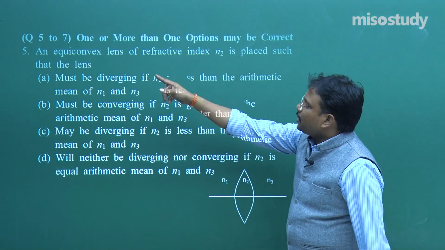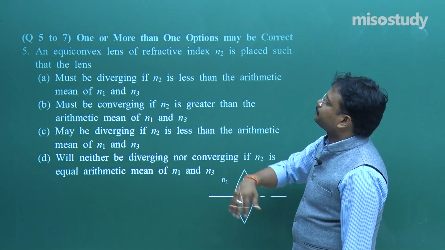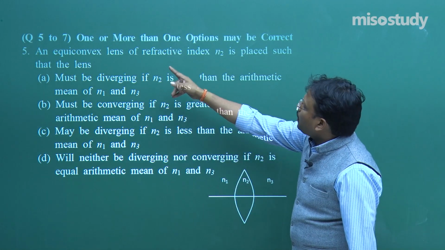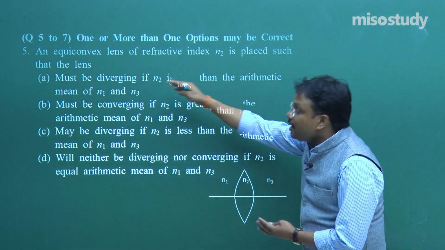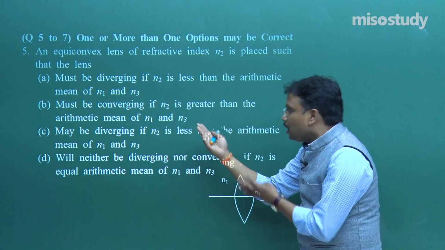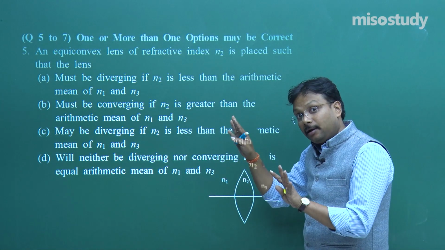Question number 5 to 7, say for example, or more or less: one or more than one options may be correct. Here it may be possible that A is correct, B is correct, only C is correct, something like that.